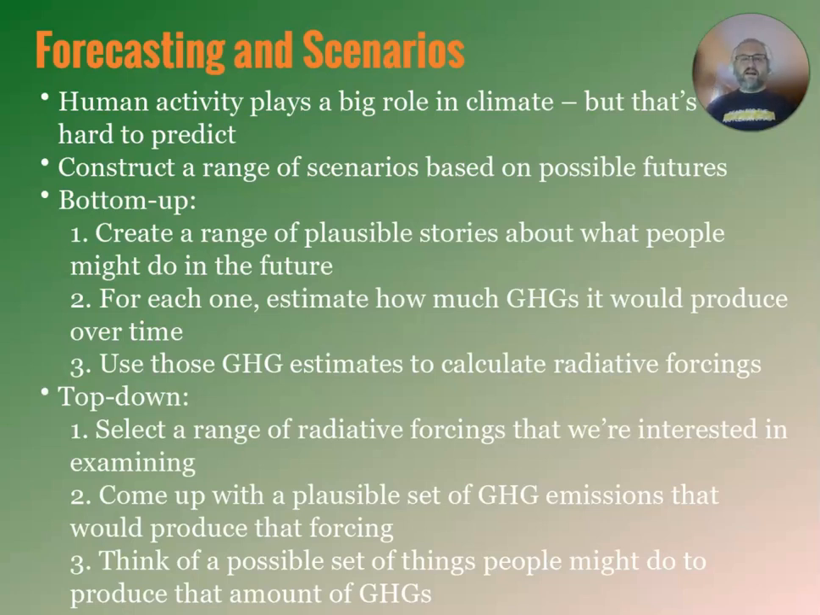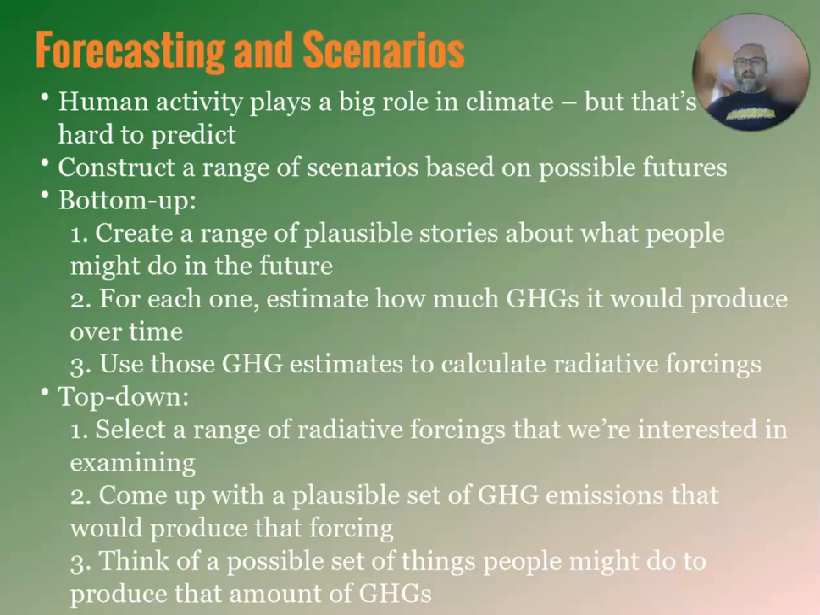So then we get those sets of greenhouse gas emissions, and then we think about, well, what might people do that would produce that amount of greenhouse gases? So we know that we're going to produce X amount of CO2 this year, and then X amount the next year, and this amount the next year. Well, how would we do that? What kind of policies might be adopted to lead society to follow that trajectory? What kind of choices by voters and consumers might lead to that trajectory, etc. So we're basically doing this in the reverse order.